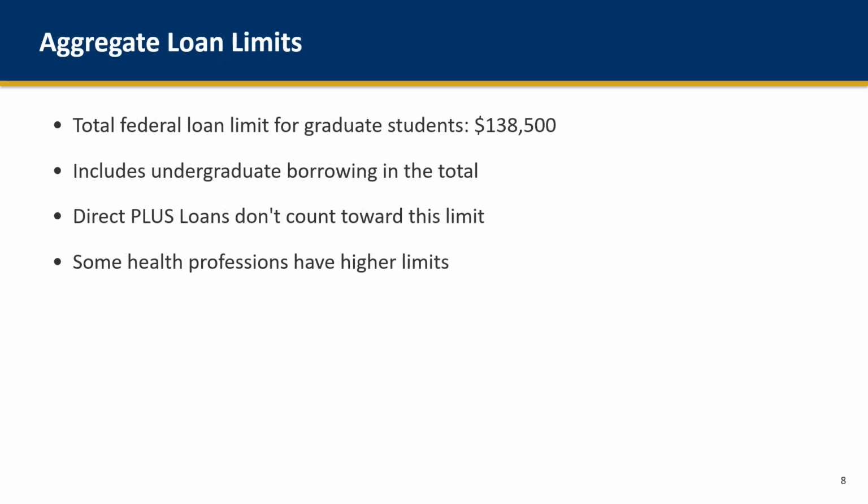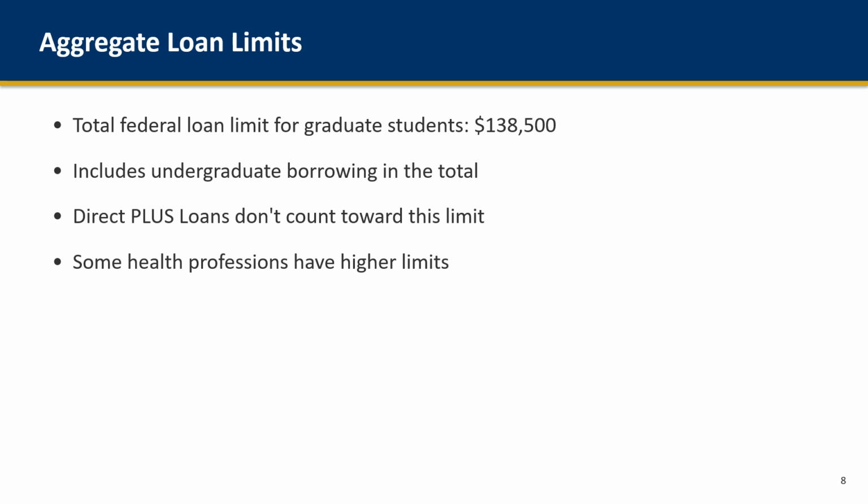Federal loans have aggregate limits on total borrowing across your education. The total federal loan limit for graduate students is $138,500 in direct subsidized and unsubsidized loans combined. This includes any undergraduate borrowing you've already done. If you borrowed $23,000 during undergraduate, you can borrow up to $115,500 more during graduate school under the standard limits.